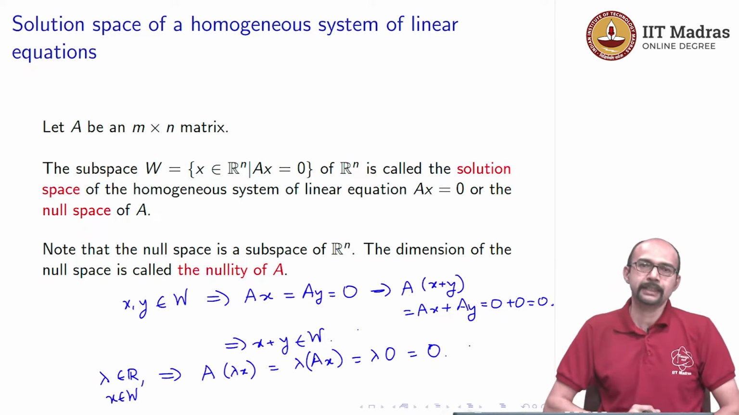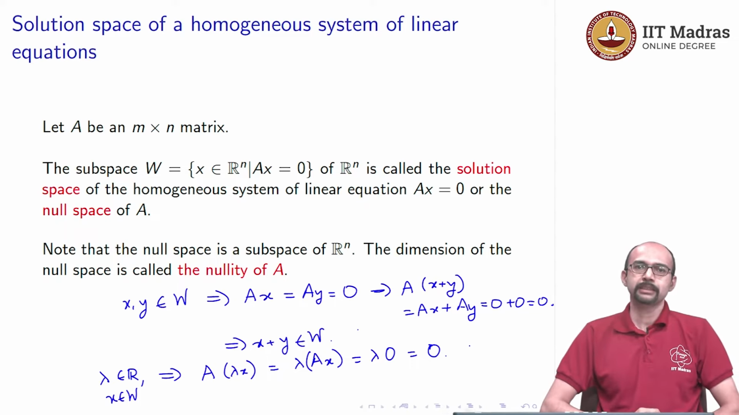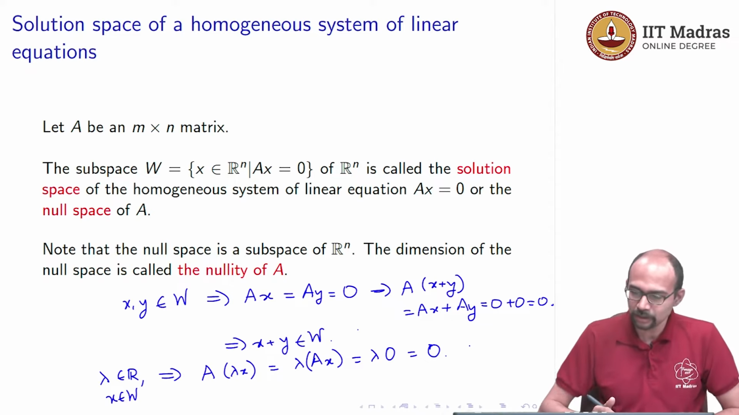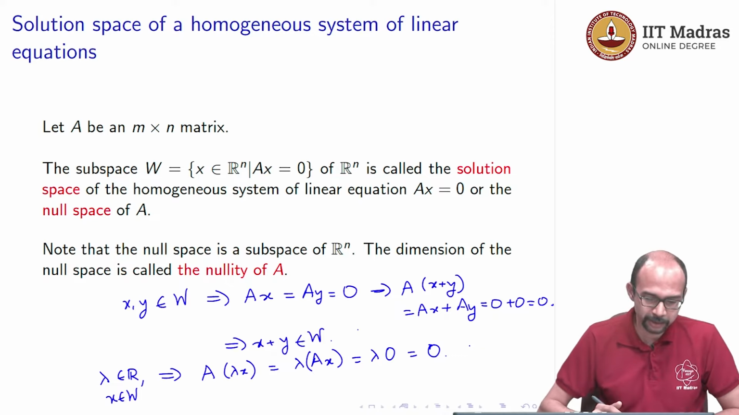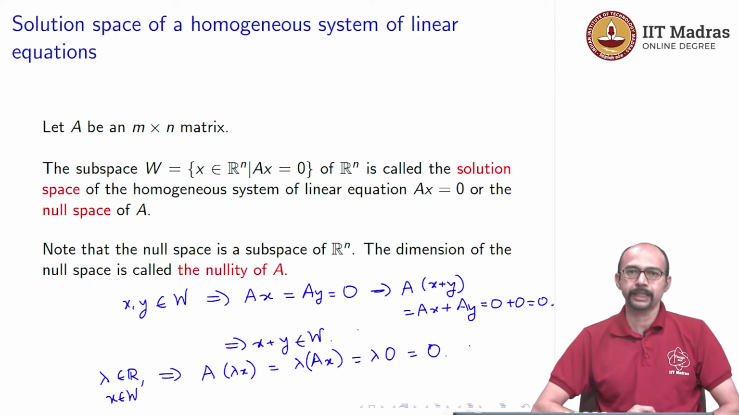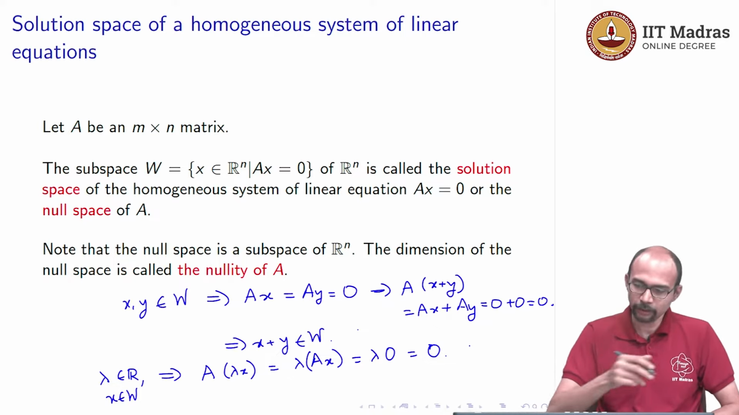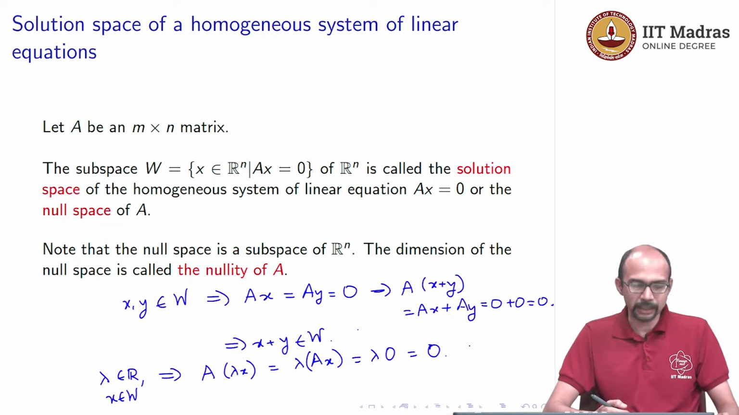So, the upshot is that if x and y are in W, then so is x plus y, and if lambda is a scalar, meaning a real number, and x is in W, then lambda times x is also in W. So, that is enough to say that this is a subspace. That means it is a vector space in its own right. So, we can talk about the dimension of W, or we can talk about a basis for W. And indeed, this dimension is what is defined as the nullity. So, this justifies what is written here as the nullity.